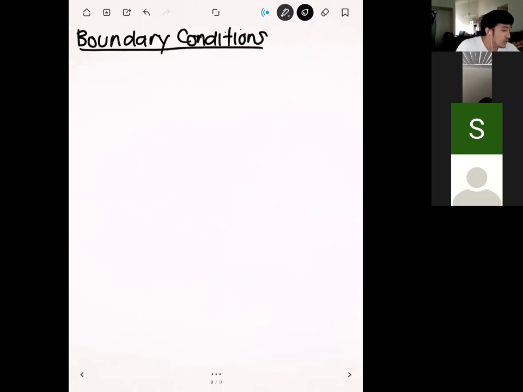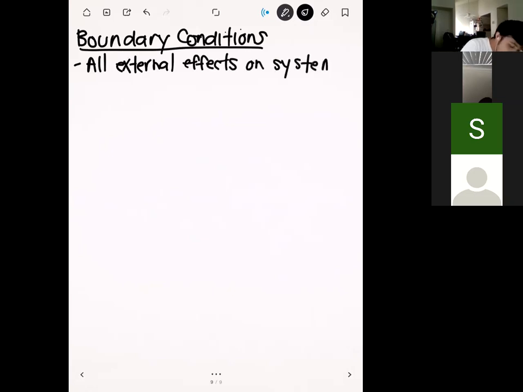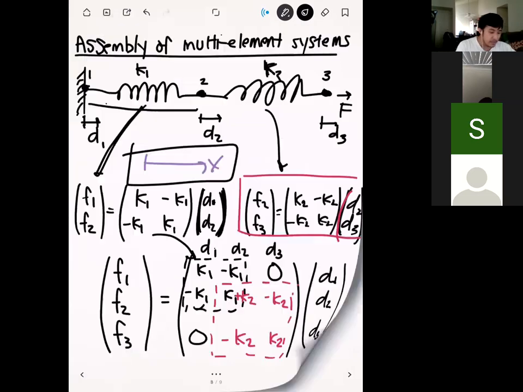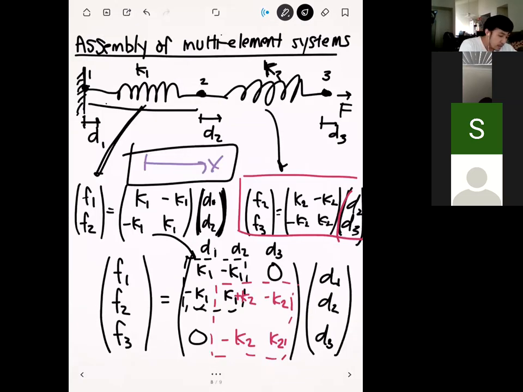And so boundary conditions, these represent basically all the external effects that are being applied to our system. So in this example here, we have two external effects. On node 1, we can see that node 1 is attached to a wall. And so node 1 is fixed. So that's a constraint that we apply.